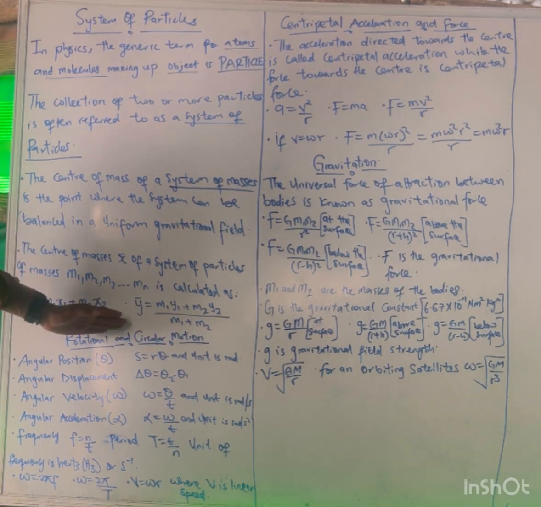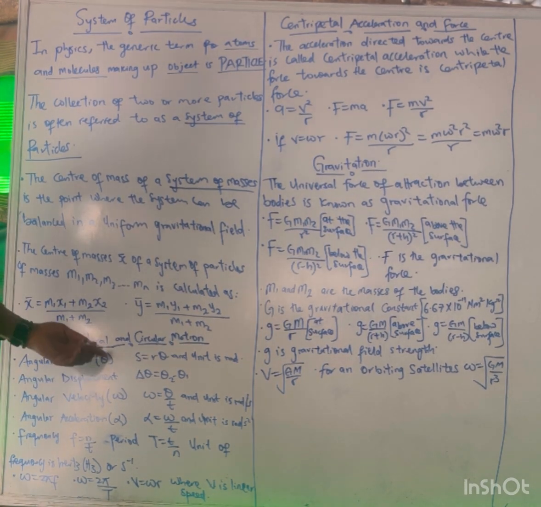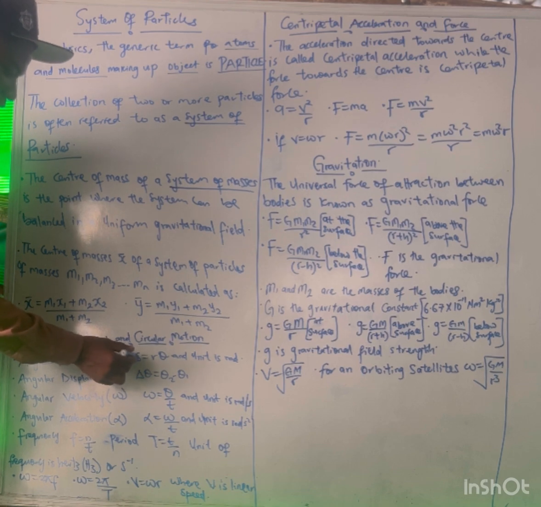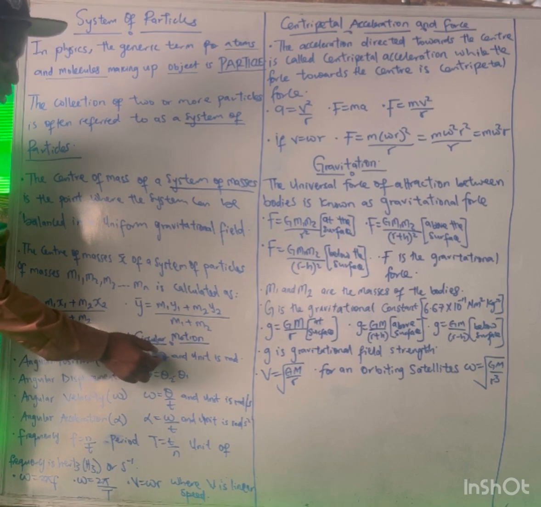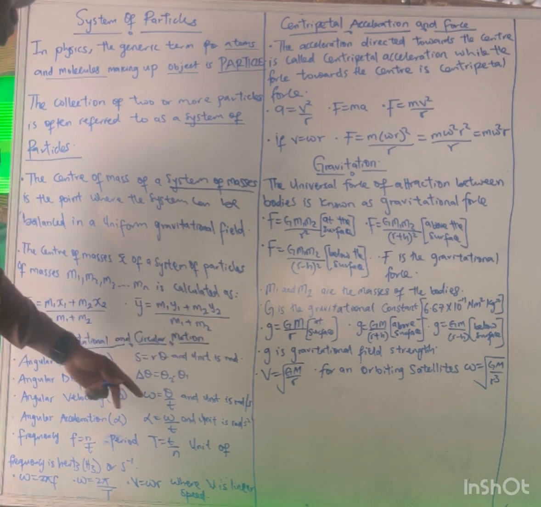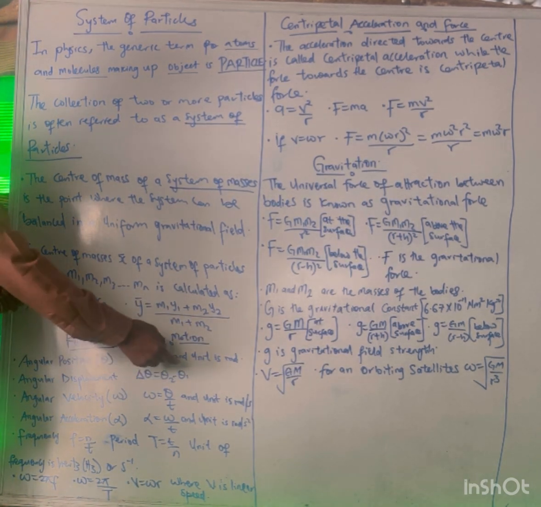We have the rotational and circular motion. What you have to note about rotational and circular motion includes the angular position, which is theta. And we have a formula that connects the distance s, radius, and the angular position. The unit of angular position is rad.